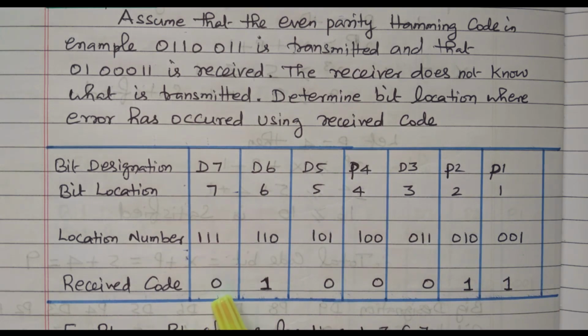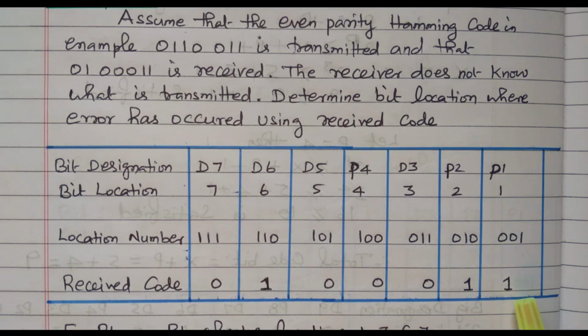So the received code is 0 1 0 0 0 1 1, right? Now we need to identify what the error is. First we will verify P1. P1 will verify positions 1, 3, 5 and 7, that is, wherever 1 is available in the LSB. In D3 1 is available, in D5 1 is available, in D7 1 is available, in the LSB of 1, 3, 5 and 7. So P1 will verify 1, 3, 5 and 7.